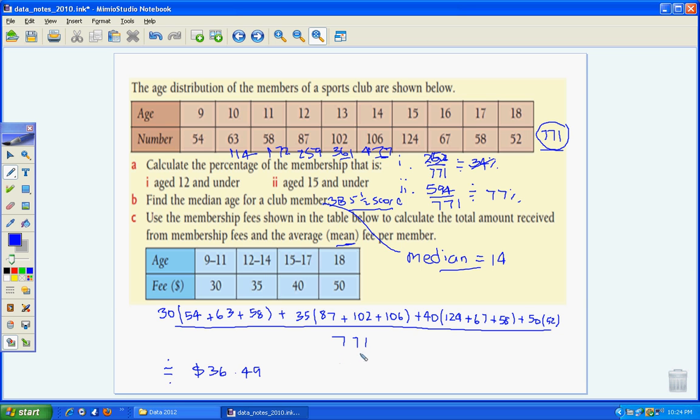Again, divided by the 771, when you do that calculation, it comes out to $36.49, which makes sense because the majority are between 9 and 14. Not as many between the 15, and definitely not that many in the 18 to drag it up too far. So that's where the average should be around that.